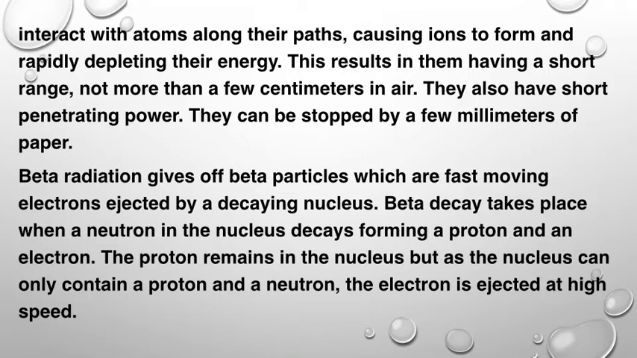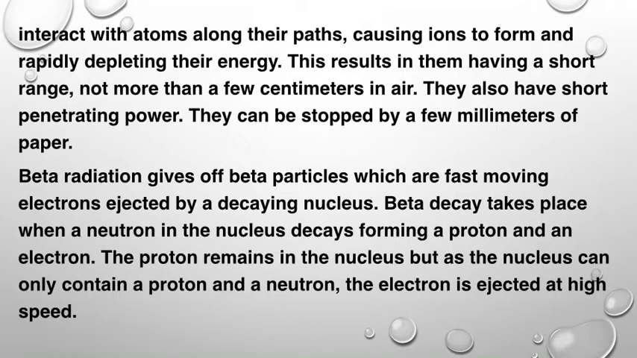They also have a short penetrating power. In other words, alpha particles have a high ionizing power but a short penetrating power. They can be stopped by a few millimeters of paper. You just put a few millimeters of paper in front of an alpha particle, and the alpha particle will get stuck.